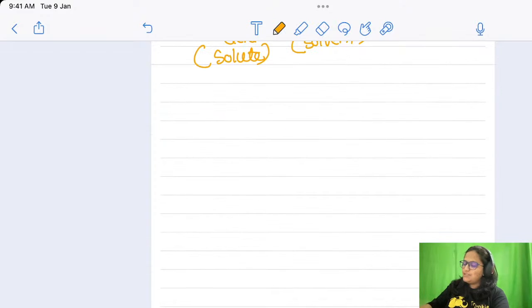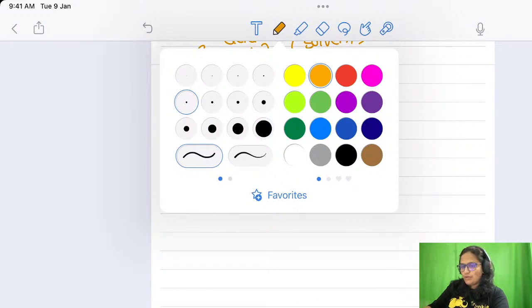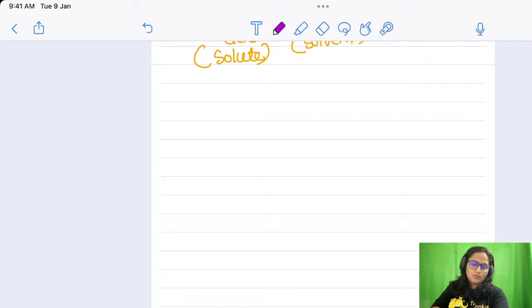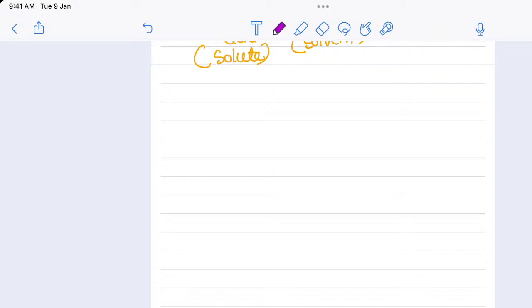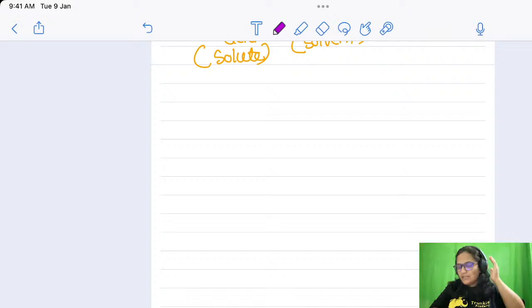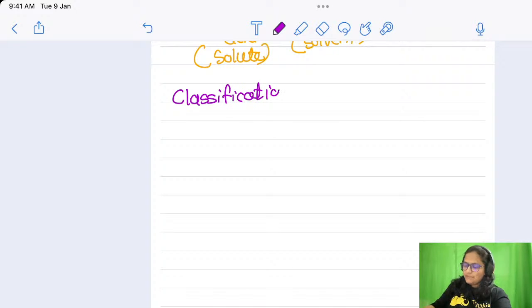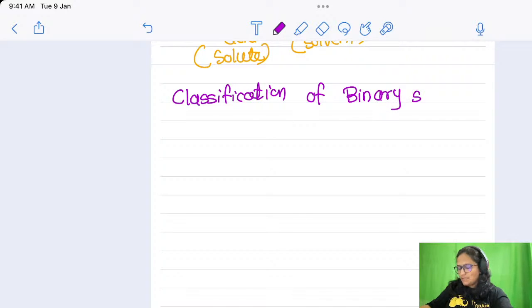Okay, yes, now on the basis of the nature of solute and solvent, we are going to have the classification of the solution, right? Therefore we are going to discuss this classification for binary solutions, because there is one solute and one solvent, and depending on the nature of them, we are going to have the classification. Okay, so I'll write down the title here: classification of binary solution. Binary solution has two components only.